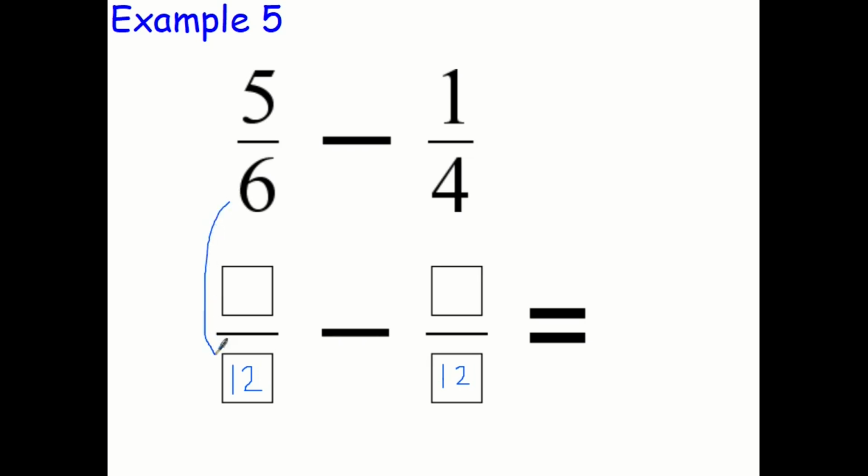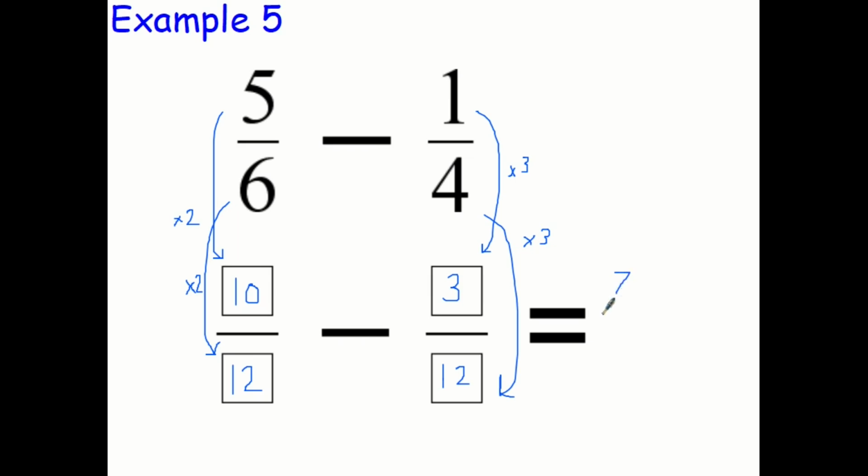So how many 6s in 12? 2. That means I multiply my 5 by 2 to get 10. How many 4s in 12? 3. So I multiply my 1 by 3. And 1 times 3 is 3. Now that I've got a common denominator, I can do 10 take away 3 to leave me with 7. And remember the denominators stay the same, 7/12.